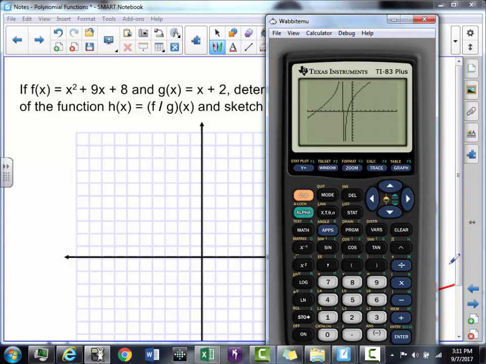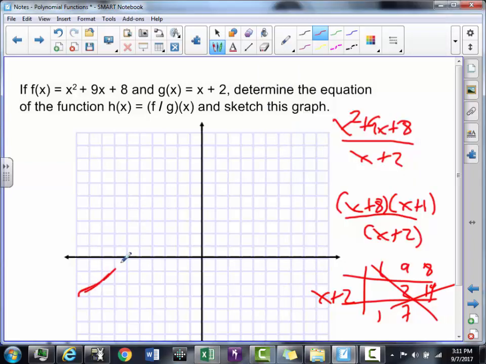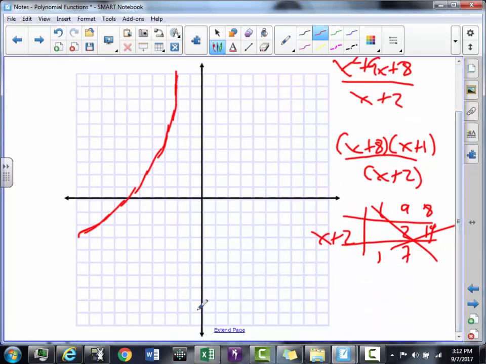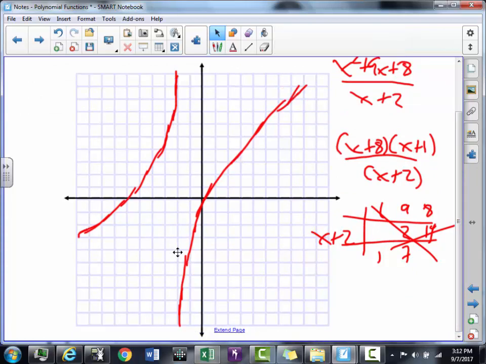Hopefully your calculator looks somewhat like mine. If you have a newer calculator, you don't get the line right here. On my older calculator, it goes all the way across. The graph is actually supposed to look like this. It goes up like this, then it pauses, it breaks, it comes in at the bottom again and does that. That's what this graph is supposed to look like.